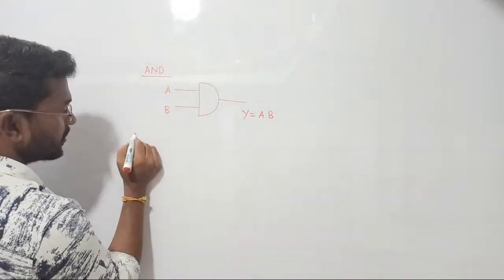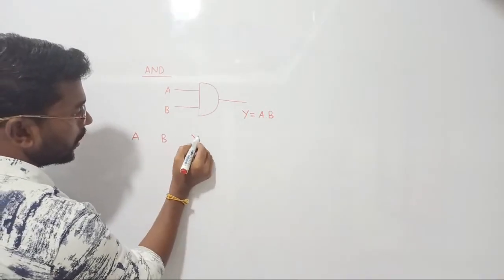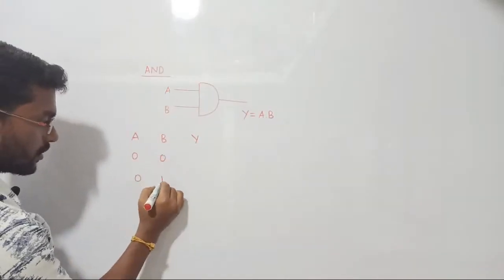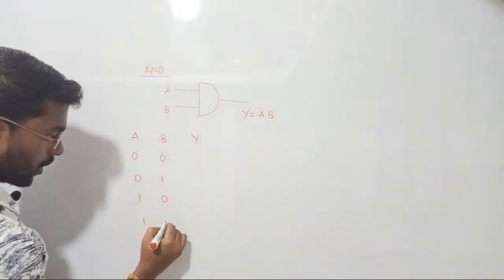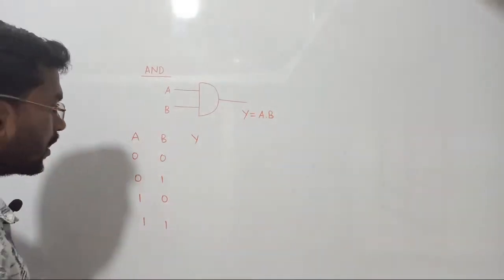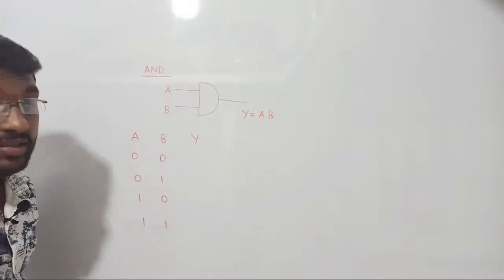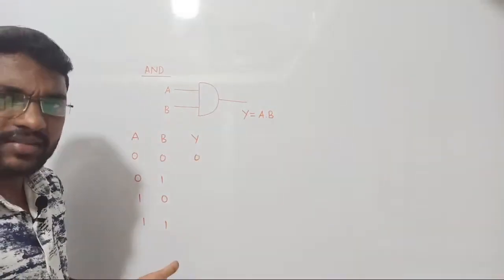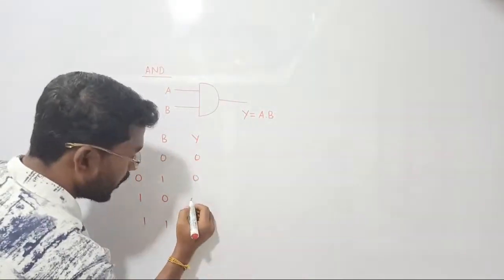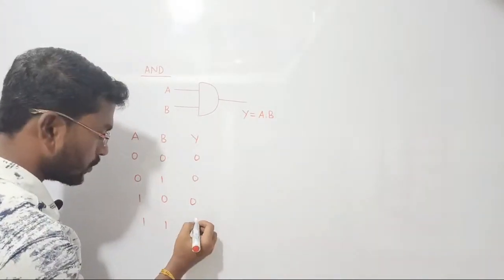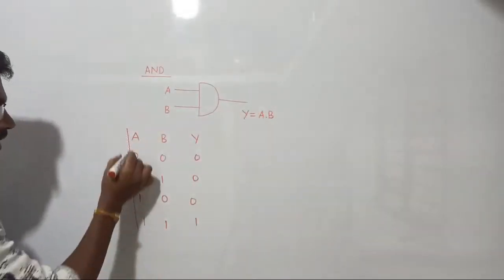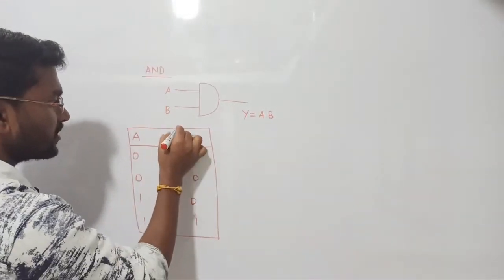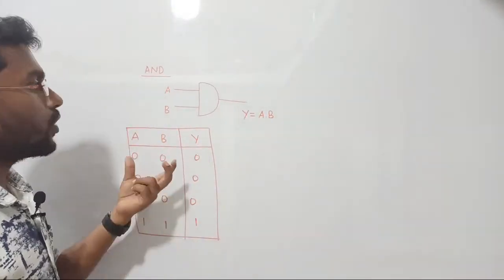So there are four possibilities. Let's take a, b and y. Let's continue: 0 0, 0 1, 1 0, 1 1. What happens in the AND gate? We all know the AND gate is just the product. 0 into 0 is 0. 0 into 1 is 0. 1 into 0 is 0 only. 1 into 1 is 1. A normal product. So that is the output of the AND gate, because AND denotes multiplication. So AND is called a multiplier, right?